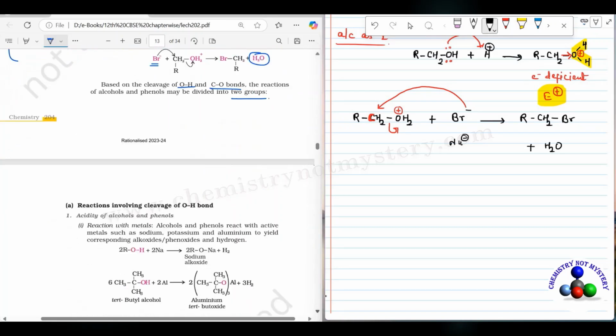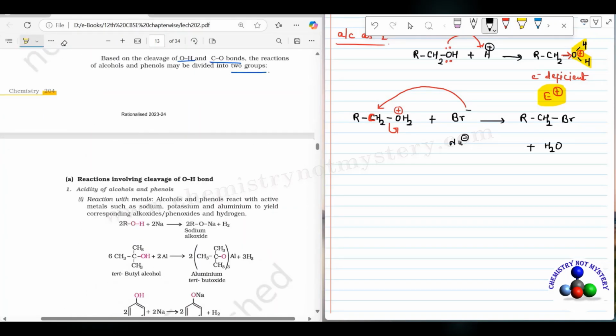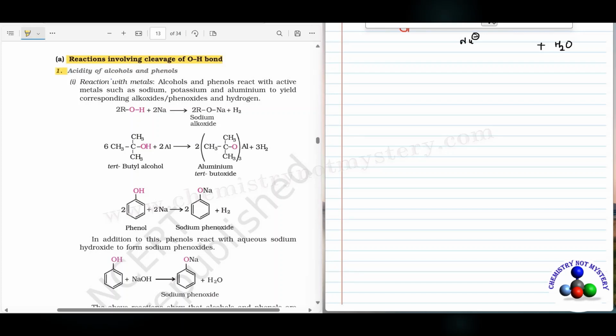Now let's read from the book. Based on the cleavage of the OH bond and the CO bond, the reactions of alcohols and phenols may be divided into 2 groups. The first type of reaction involves the cleavage of the OH bond. The first reaction is the acidity of alcohol and phenol. So here we are going to discuss the acidity of alcohol and phenol. So let's read from the book.